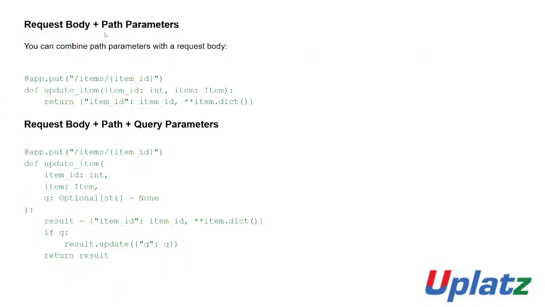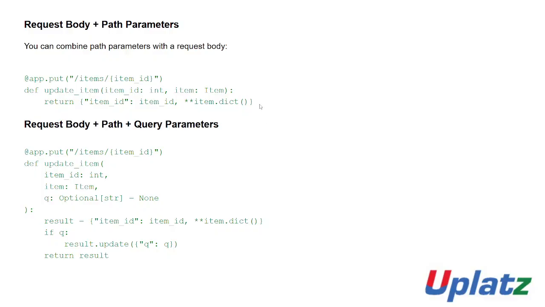request body plus path parameters. @app.put("/items/{item_id}"). Now def update_item(item_id: int, item: Item), and return {"item_id": item_id, **item.dict()}, that is, item will become a dictionary. This will validate with the class and this will become a dictionary.